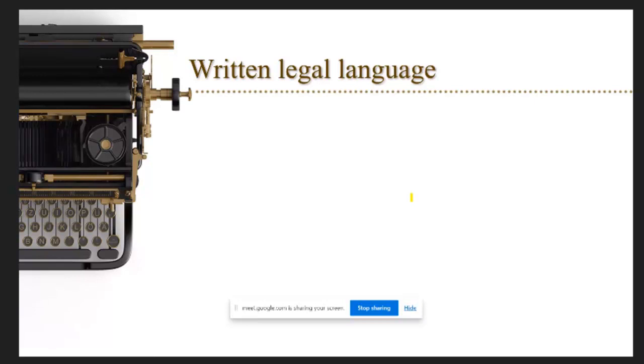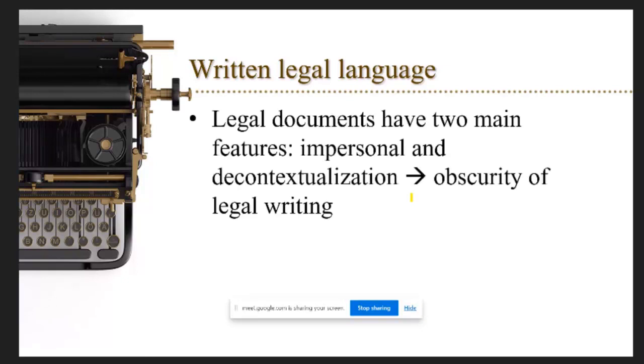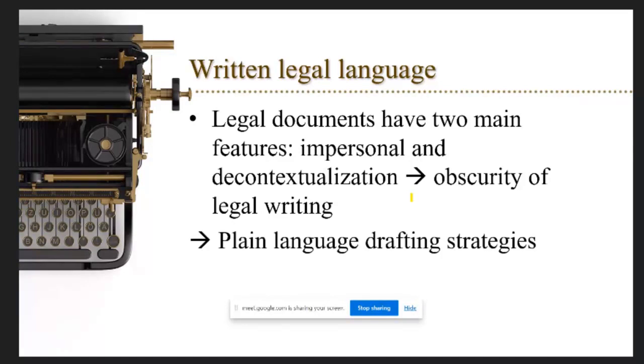Now we move on to the next part, which is written legal language. As you can see, legal documents are really hard to understand and hard to read because they have two main features, which are impersonality and decontextualization. So people have a tendency to move toward the plain language drafting strategy to make legal documents easier for normal people like us to read.